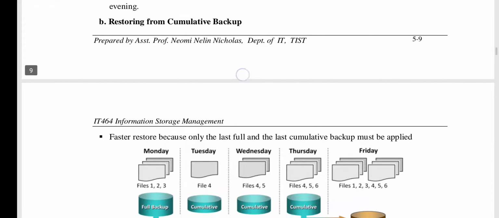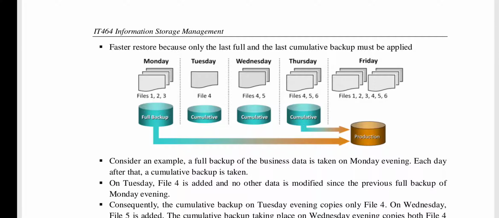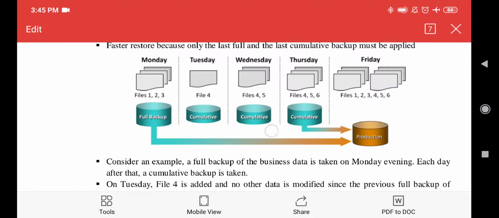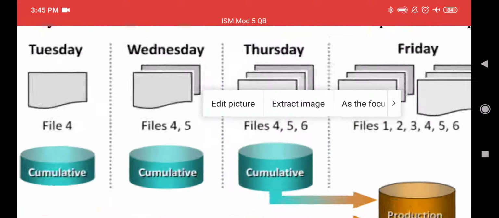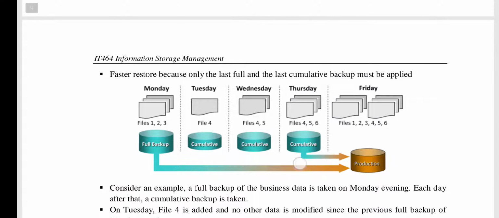Next is restoring from cumulative backup. This is a faster restore. Why? Because let's consider the example. On Monday files 1 to 3 are fully backed up. Tuesday file 4 is a cumulative backup. Then Wednesday you have 4 and 5, so cumulative backup. On Thursday again files 4, 5 and 6 are taken, so cumulative backup.